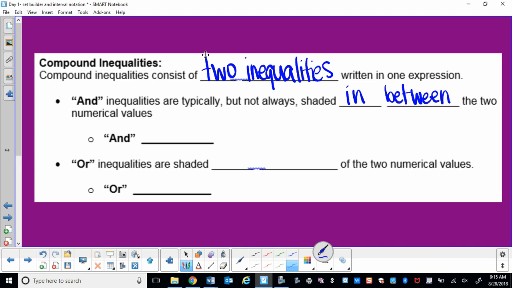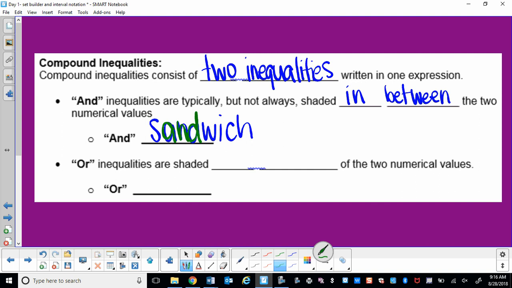When we have an "and" inequality, we think about a sandwich. What word do you see in sandwich that reminds you of "and"? And. Did I spell that right? Is there an H in there somewhere? No, that's right, right? There's no way. Okay. It's been a long summer.